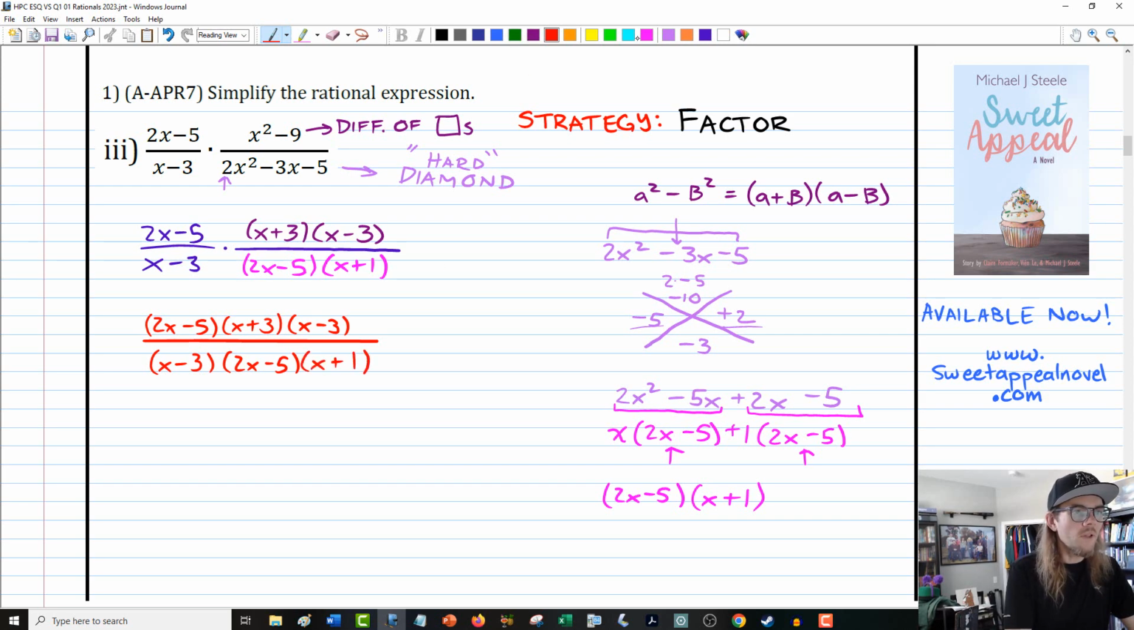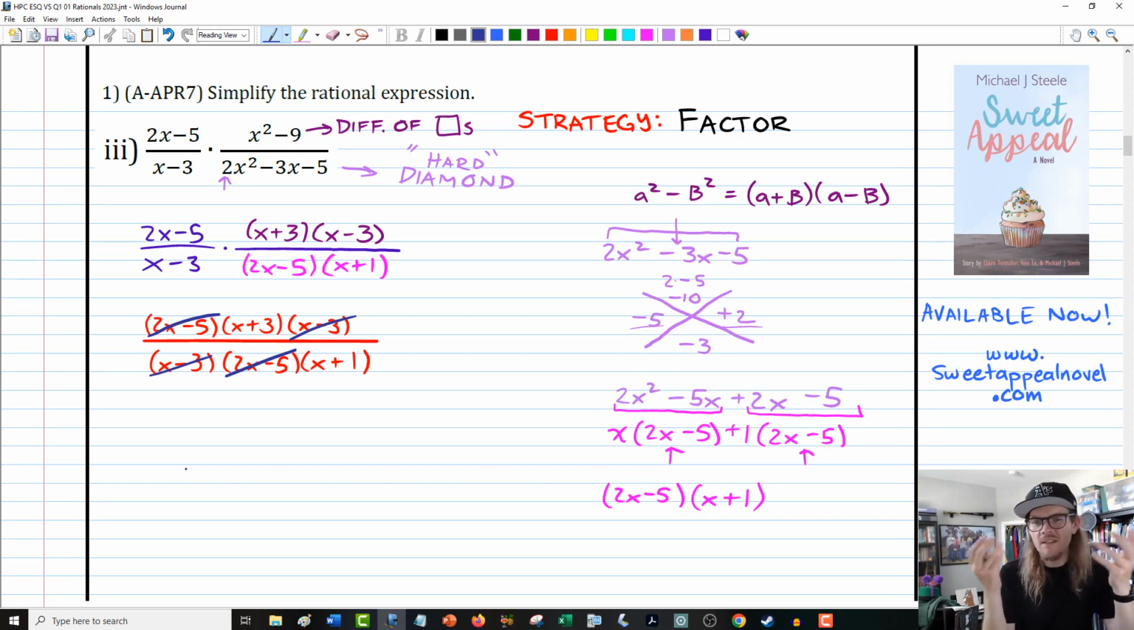Now with that stuff in place, what's left to do? What can we do with it? Well, I see there's a 2x minus 5 in both the numerator and denominator, and while there are potential issues if x was equal to, say, 5 halves, since it would be 0 over 0, that's not our focal point for right now, so we just divide that out and say, hey, those are the same thing, so they're gone. Likewise, x minus 3 and x minus 3 are both there as well, so they divide out as well.